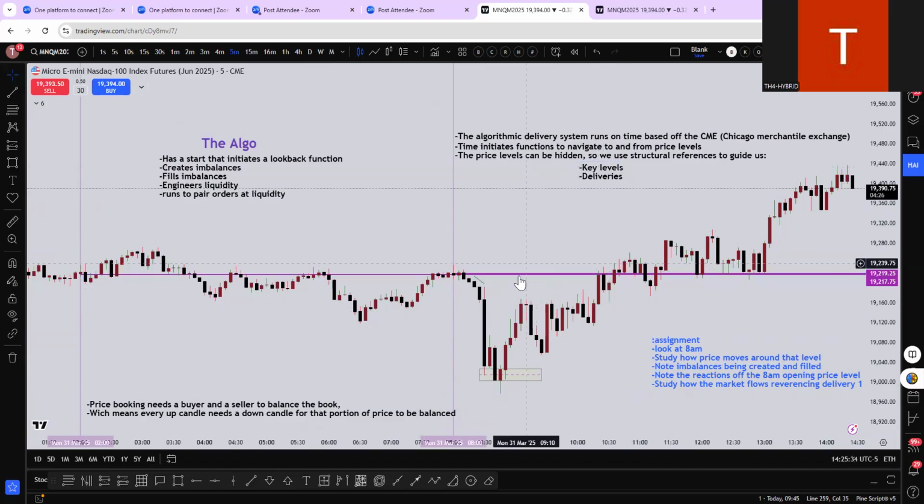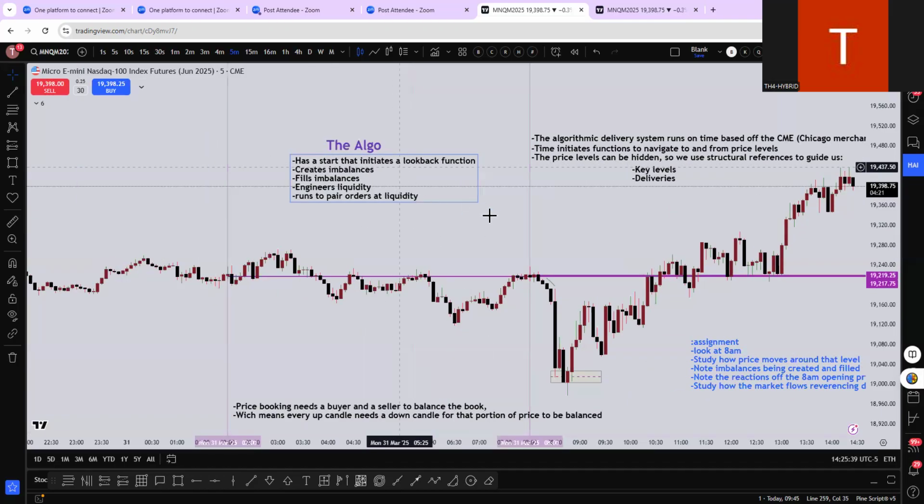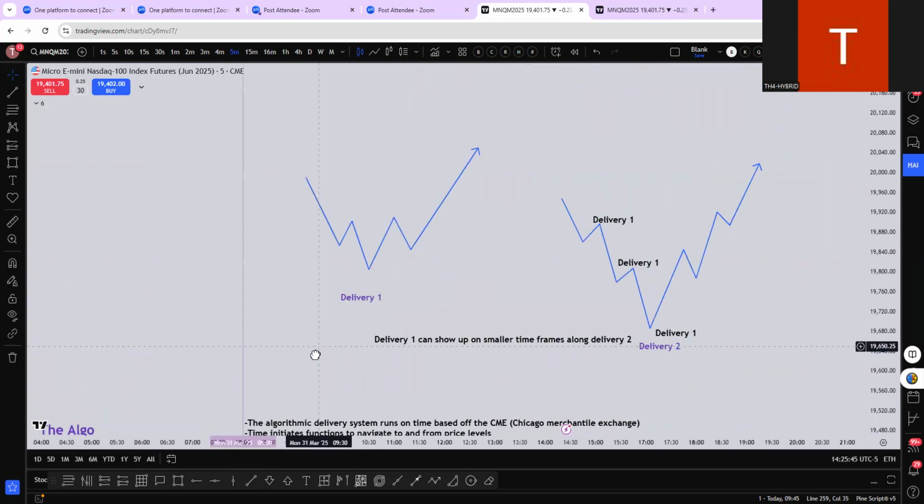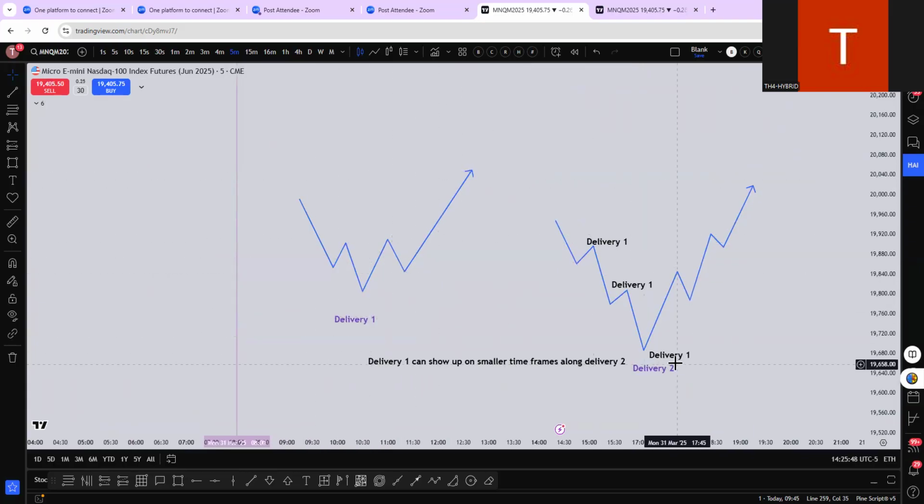So, key levels and then deliveries. There are two delivery systems that we're going to be focusing on, and they're the ones that deliver price constantly. These two deliveries, delivery one and delivery two, are going to be the main focus. When I talked about trading understanding as opposed to trading candlesticks, this is how the market delivers price algorithmically. These are all timed functions. They're not just patterns. There's an understanding and an order to this delivery, and once this is understood, you can trade every piece of this delivery.